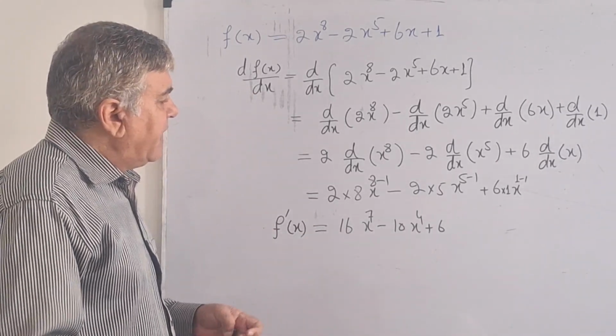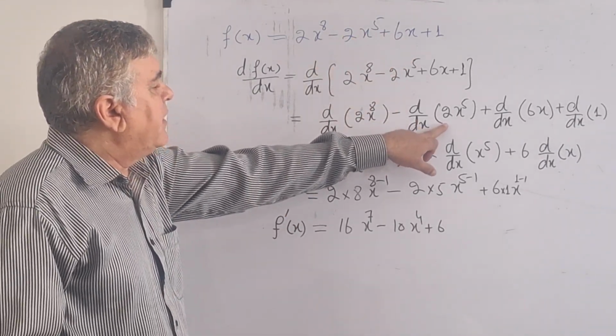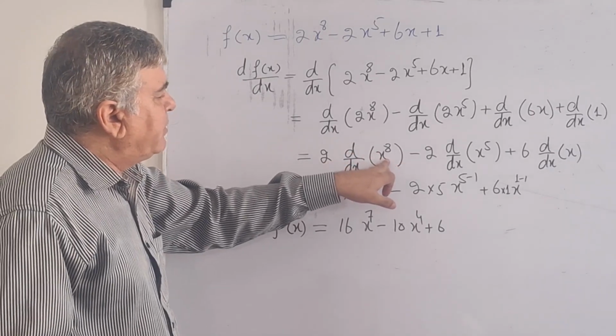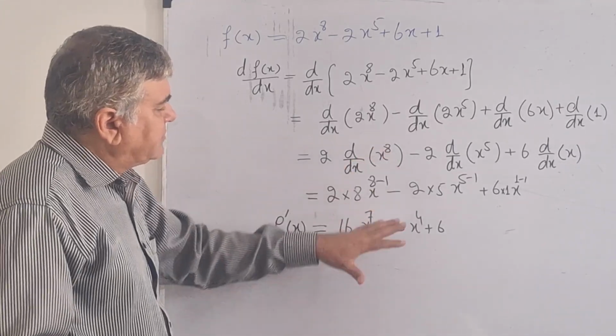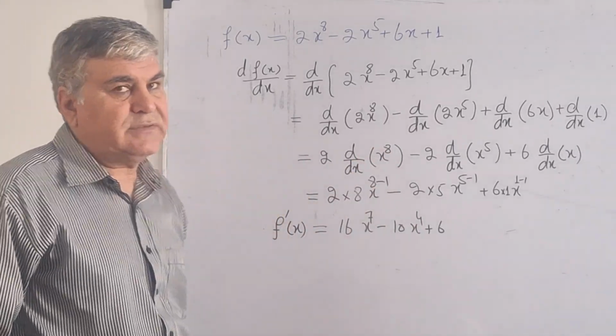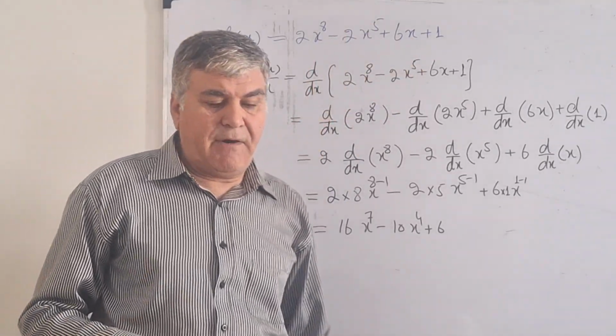So this way we can use the different rules. I first use the sum rule in this step, then I use the constant times variable rule, and here I use the power rule, and summing things up I get the derivative. So this way you can find the derivative of polynomials of this form.